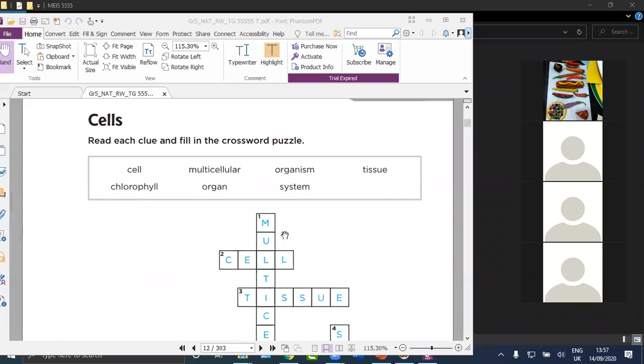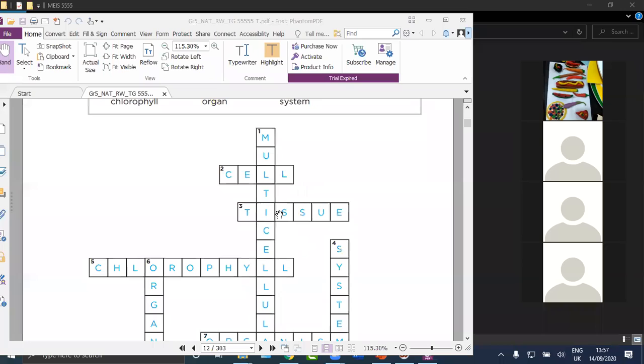Direct answer. Multicellular, number 1. Yeah? Number 1. Multicellular. Yes, multicellular. Number 2, Ahmed Tamer. Number 2. Cell. Yes, mister. Number 2, cell. Yes, cell.